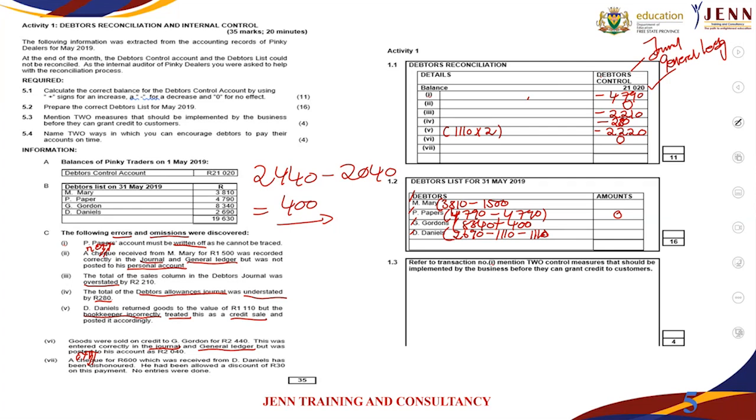When you have insufficient funds, it simply means the payment won't go through, and then your account will definitely be dishonored in that manner. He had been allowed a discount of 30 on this payment. It says here no entries were done. Where are we going to record this transaction?